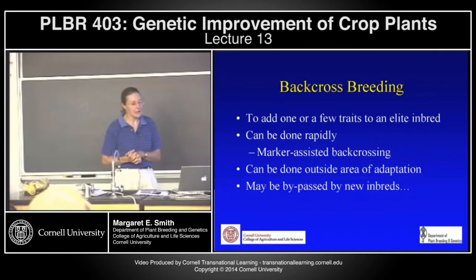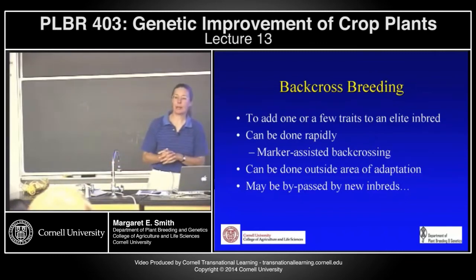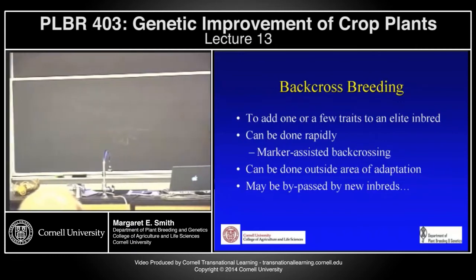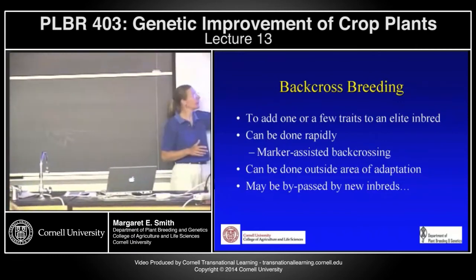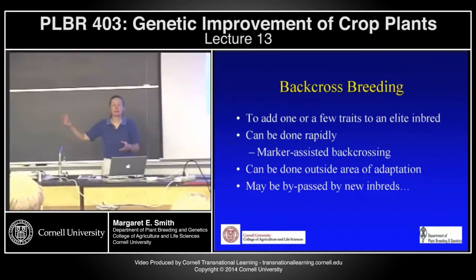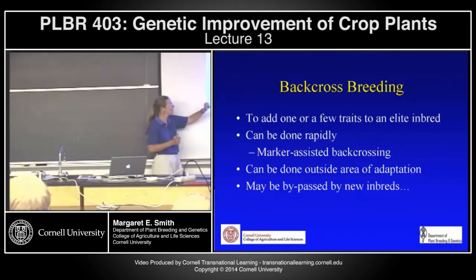Backcross breeding, again, to add one or a few traits to an elite inbred, it's something you can do fairly rapidly. You can run your generations quickly. You can do it outside of the area of adaptation because you're predictably coming back by backcrossing repeatedly to that elite inbred type. So there's no need to really select for all those background genes. The only thing you have to select for is the trait from the donor.